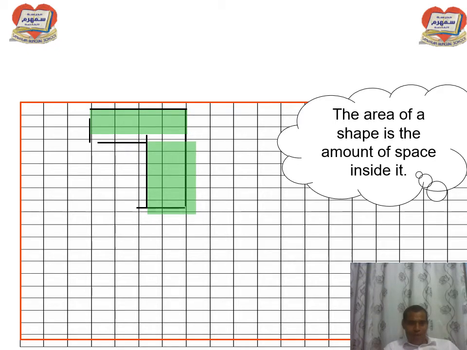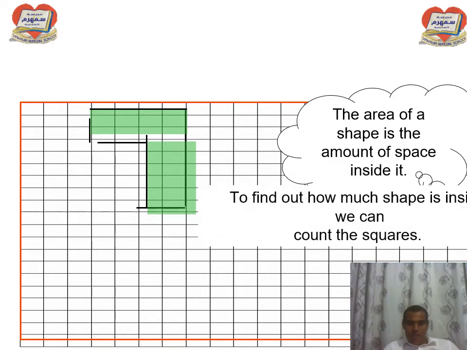it. For example, here you can see this compound shape. It consists of some squares. In order to work out the area of this compound shape, my learners, I will just substitute this there. Okay, so to find out how much shape is inside, we can count the squares. Here we count how many squares. 1, 2, 3, 4, 5, 6. Multiply by 2 gives 12.